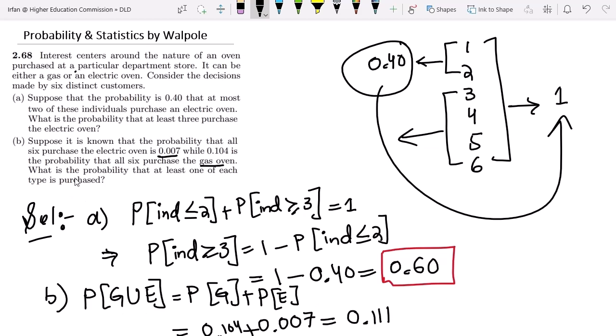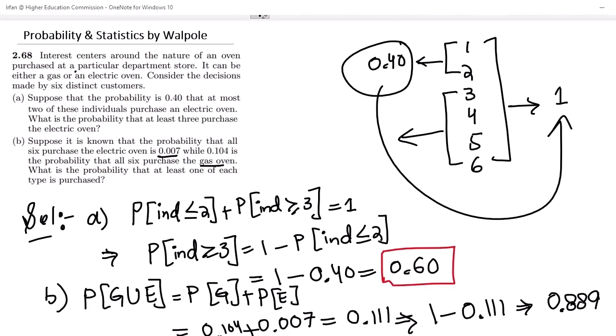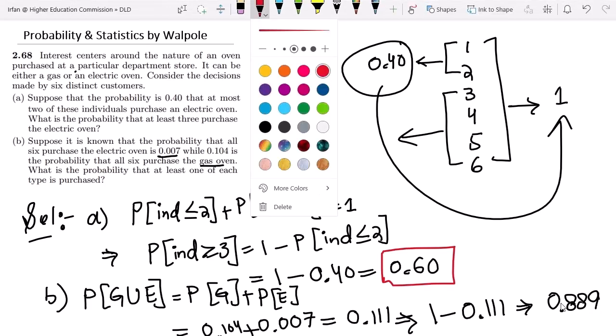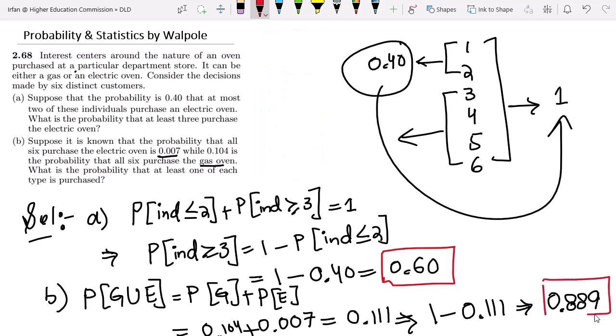Now in order to find the probability that at least one of each type is purchased, what do I have to do? I have to subtract this one from 1, so I have to take 0.111 from 1, and from it I will get 0.889, and that is basically the solution of part B. So that's it for today, in which we have seen the solution of question 2.68. If you have any question, you can ask me in the comment box. See you soon.